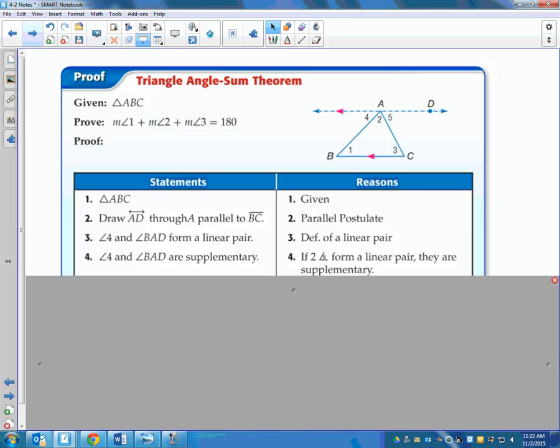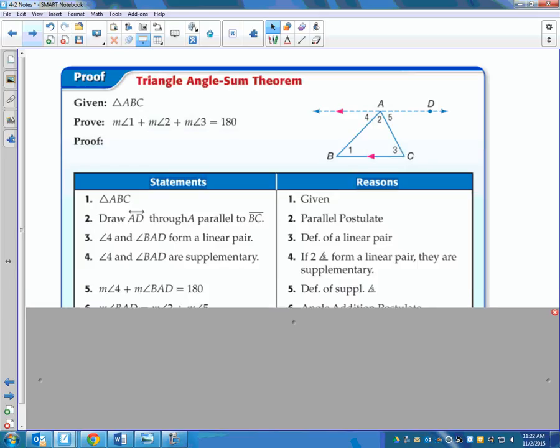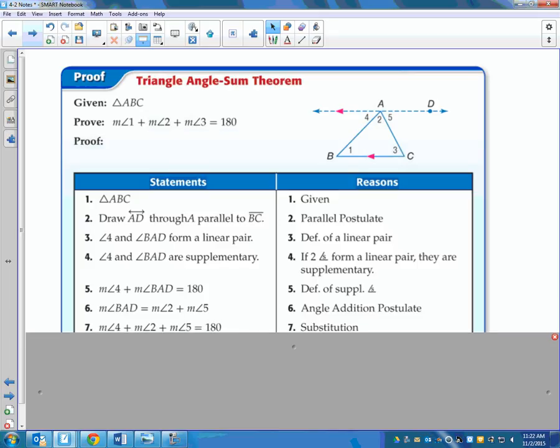And then I'm not going to bore you with all of this. Is that why it's opposite? Yes, because they drew it in. And so then they talk about that we have this linear pair. Linear pair means supplementary, and that we can say that those add up to 180.